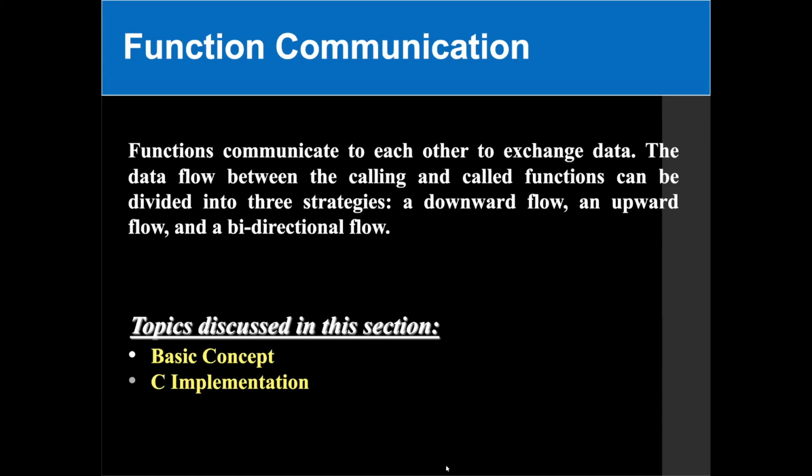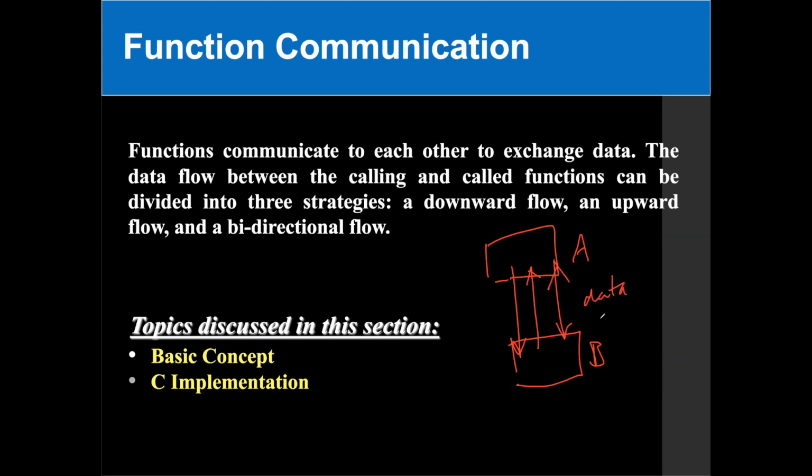In this video, we're going to talk about how we communicate data from function to function. Supposedly, you have two functions, function A and function B. We're going to talk about how we pass data from A to B, from B to A, and also from each other. Notice that this is how data gets transferred from A to B, B to A, and vice versa.